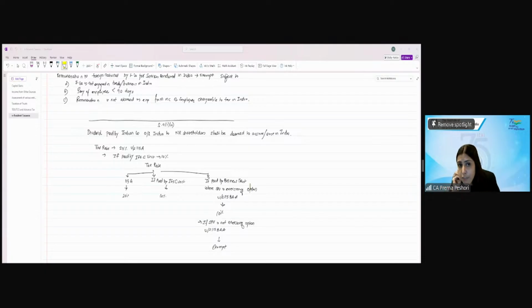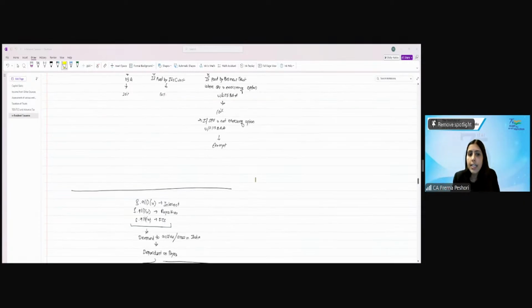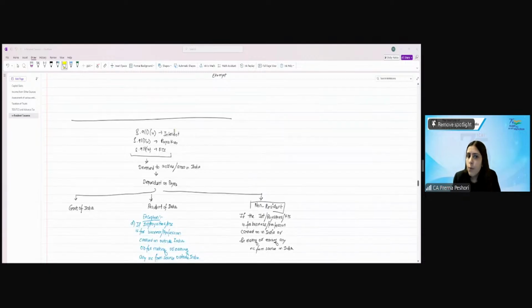If it is paid by an IFSC unit, it is 10%. And if it is paid by a business trust where the SPV is exercising the option under 115BAA, it is 10%. If the SPV is not exercising the option under 115BAA, it is exempt. Remember this? Fine. Then 9(1)(v), (vi), (vii) we'll do all together, which is interest, royalties and fees for technical services.